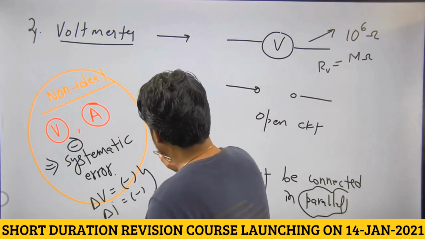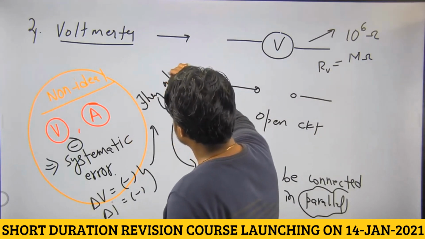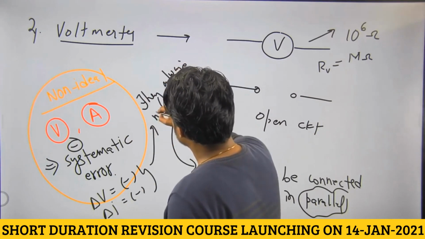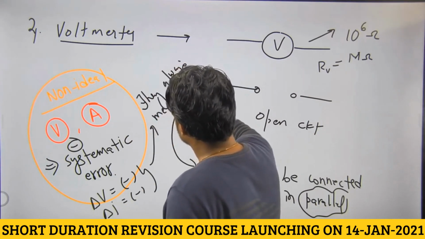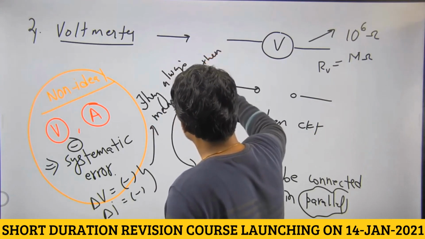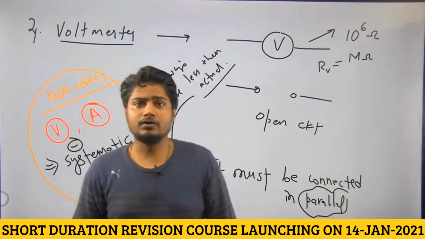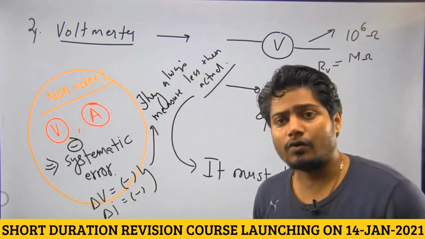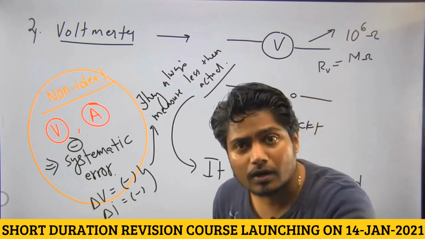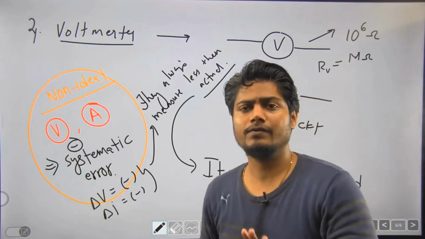It means they always measure less than the actual. So, remember, non-ideal voltmeters and ammeters always measure a smaller value than the actual value. So, the error is always negative. Remember this thing, very important concept.